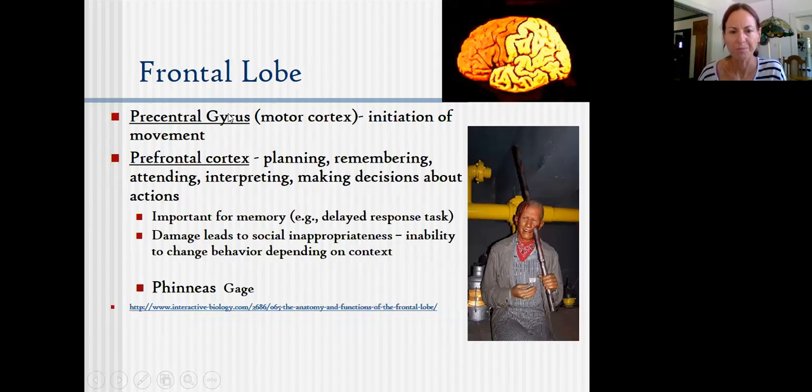Okay, frontal lobe. As I mentioned, we have that central sulcus there, that crack, and on either side we talked about the post-central gyrus on one side, and on the other side we have the pre-central gyrus, so before the central sulcus, and that is the motor cortex. It's involved in the initiation of movement. So if I'm going to wave my hand, that is coming from my motor cortex right here in my frontal lobe. And so this is making this hand wave. It's ordering that movement. And then we have this area up here called the prefrontal cortex.